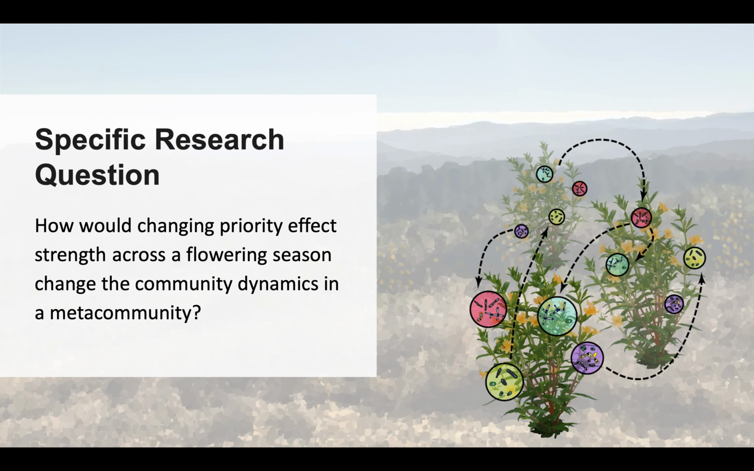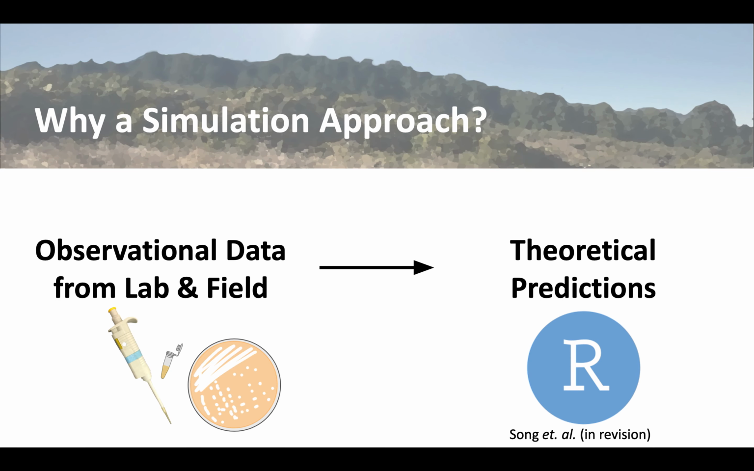In our project, we focused on creating a simulation model to address the following research question: How would changing priority effect strength across the flowering season change the community dynamics in the meta-community? Now you may be wondering why we chose to take a simulation approach. Well, we wanted to be able to create predictions of what is happening in the field without having to do direct experimentation. We used an existing simulation model that was made by a former Stanford PhD student, Jiwon Song, and modified it to include the parameters we were investigating.